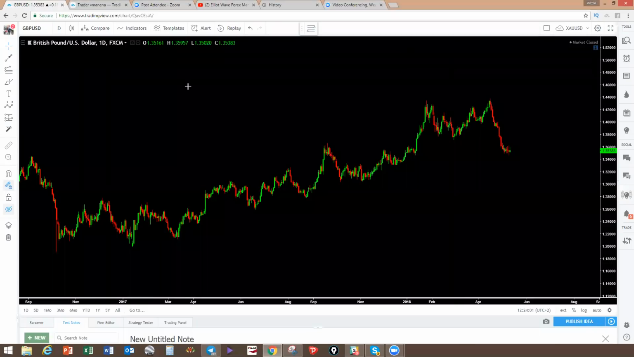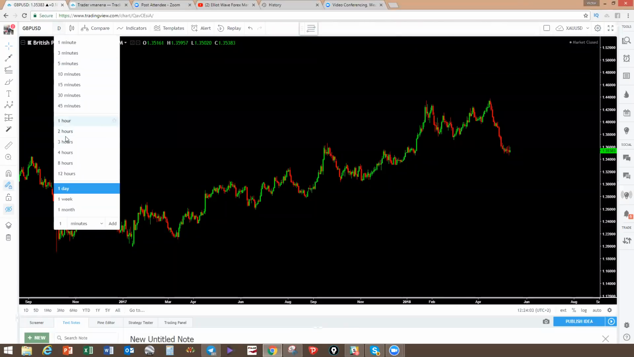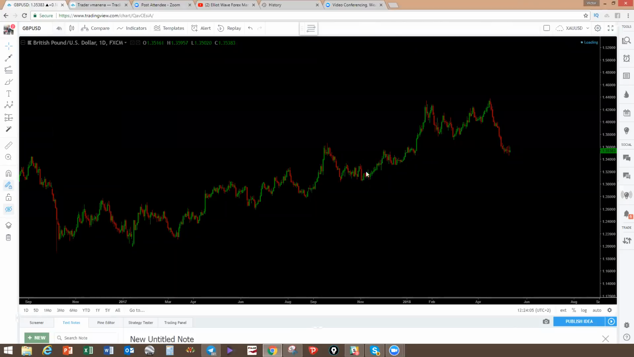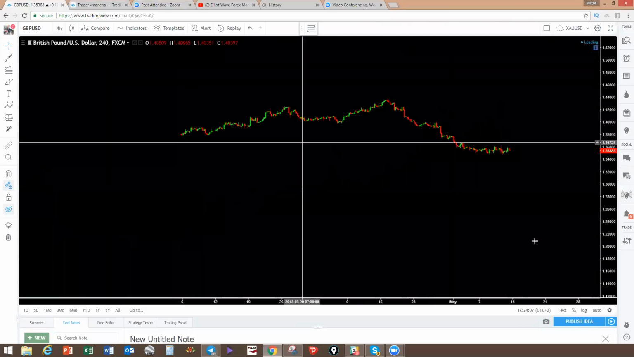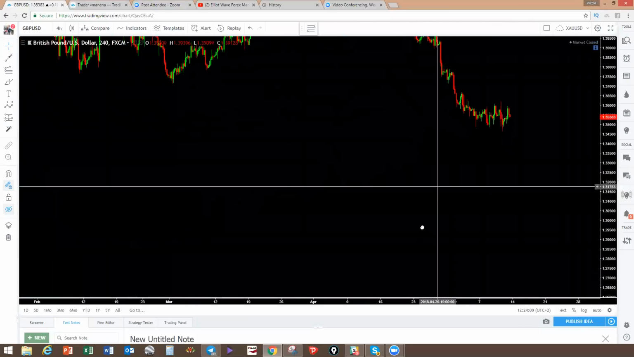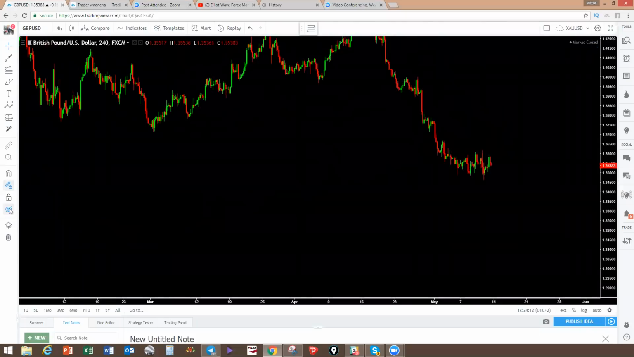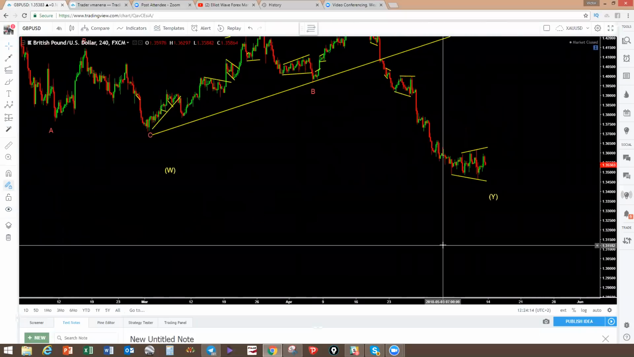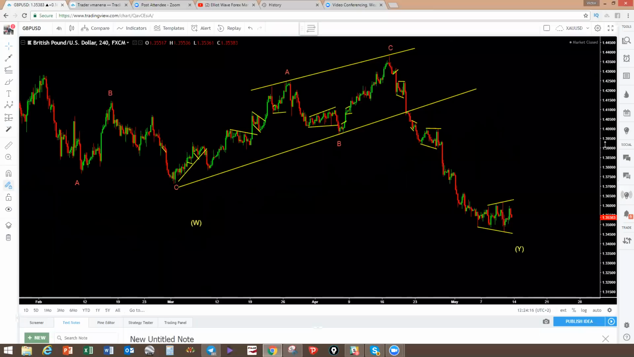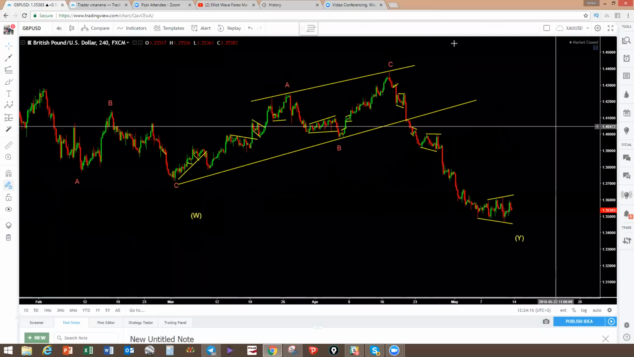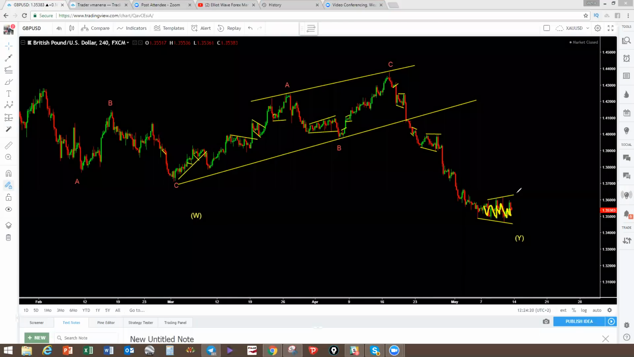Okay, how does it look now? Immediate term. Let's get that labeling up. We've got that here. So we need to see here if we're going to get a reaction to the upside because of this V pattern, but this will only be a three-wave. This can only be a three-wave pullback if we are expecting progression to the downside.